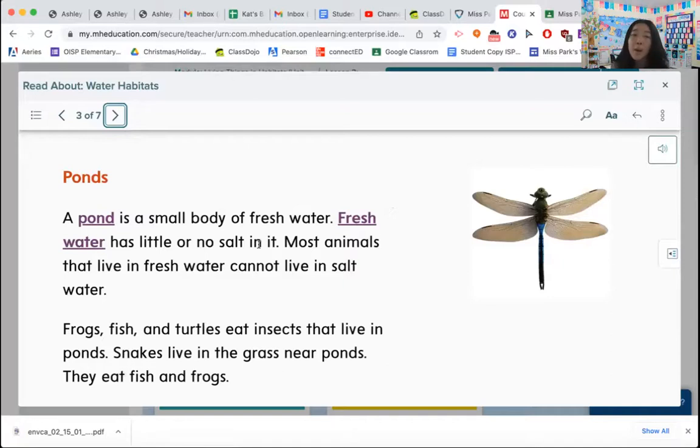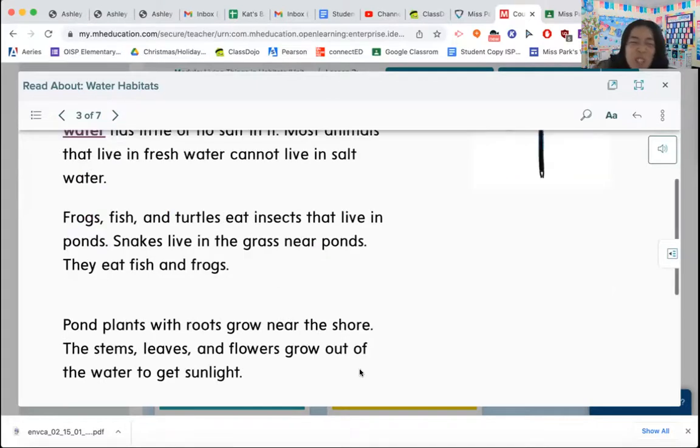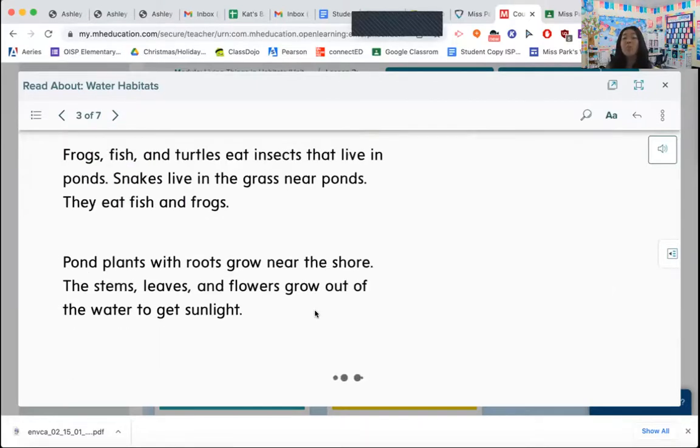Now we're going to be learning about ponds. A pond is a small body of fresh water. Fresh water has little or no salt in it. Most animals that live in fresh water cannot live in salt water. Frogs, fish, and turtles eat insects that live in ponds. Snakes live in the grass near ponds. They eat fish and frogs. Pond plants with roots grow near the shore. The stems, leaves, and flowers grow out of the water to get sunlight.